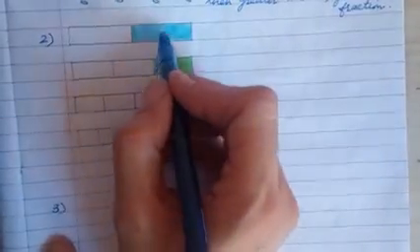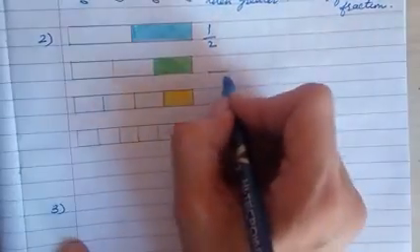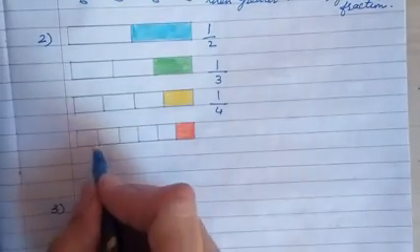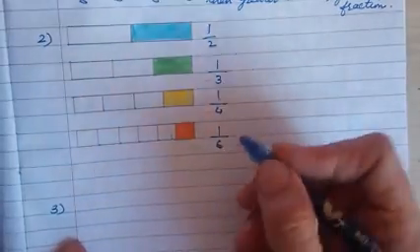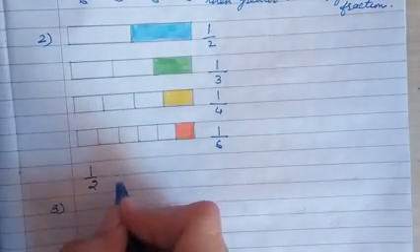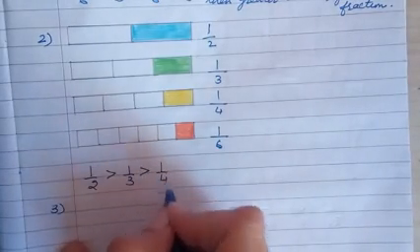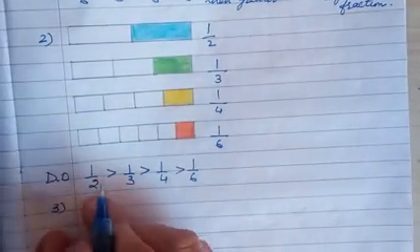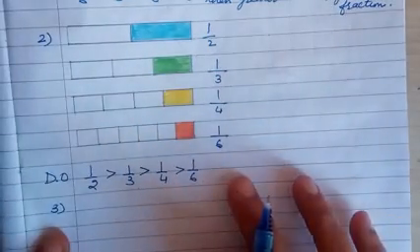Now the second situation. Here the shaded part is shown by the fraction 1 upon 2. Here 3 total parts considering 1, 4 total parts considering 1, 1, 2, 3, 4, 5, 6, 6 total parts considering 1. You can see that half is greater than 1/3, is greater than 1/4, is greater than 1/6. So this is descending order, when we start from the biggest number and write in decreasing order.